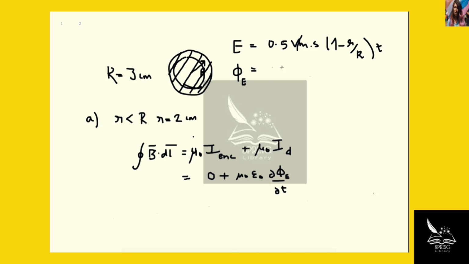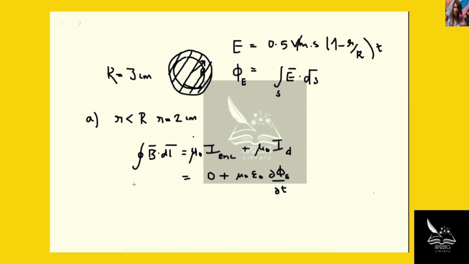Now phi of E is always given as E dot ds, where ds in this case is the area element of this one over this entire surface. So over the entire cylindrical surface in this case. So we need to find out the magnetic induced field for the case where r is equal to 2 centimeters. So if r is equal to 2 centimeters, it is less than the capital R.